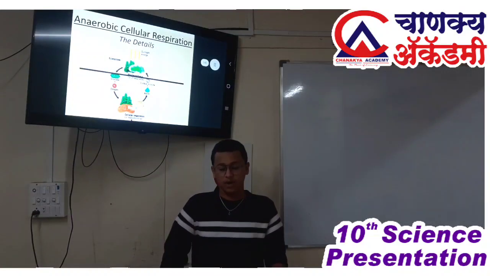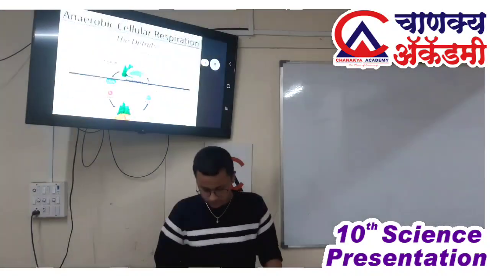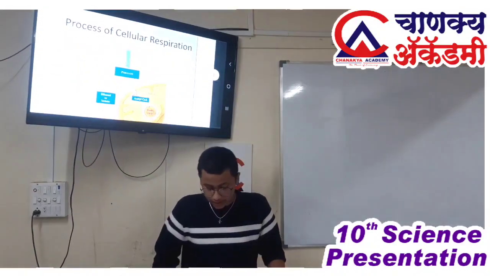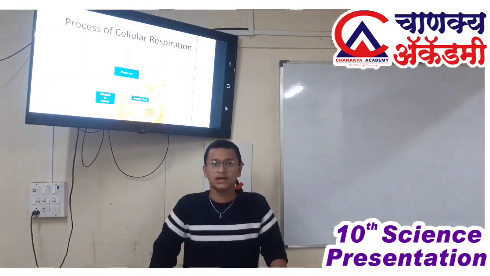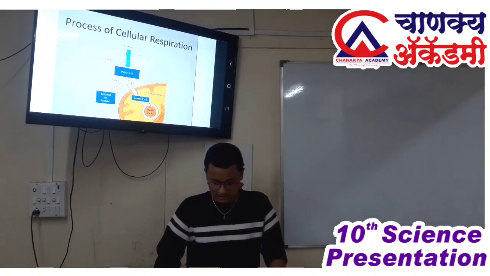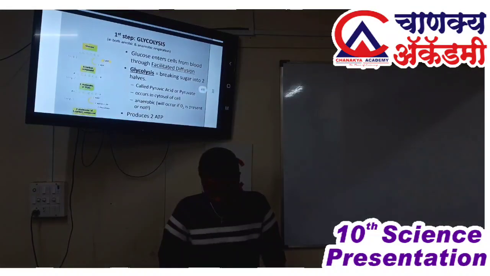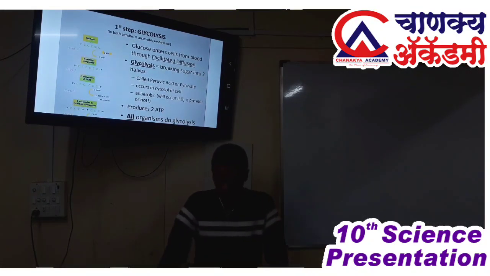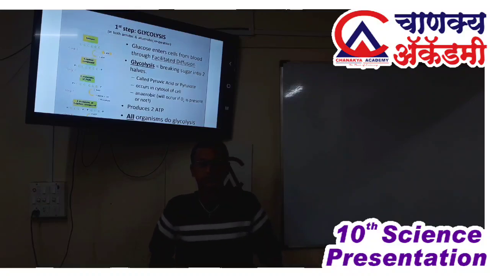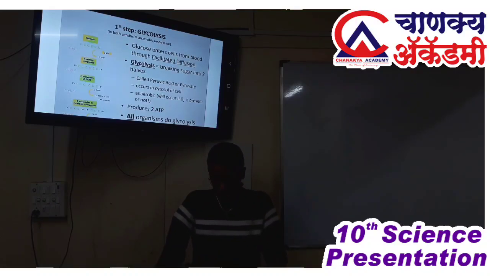I want to say about anaerobic respiration. There are two steps in anaerobic respiration. First is glycolysis. This is common in aerobic and anaerobic respiration. First, glucose enters cells from blood through facilitated diffusion.